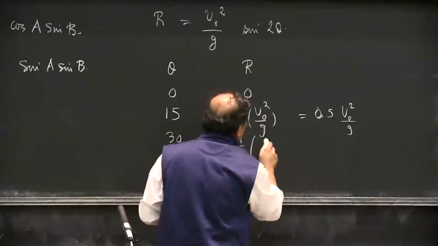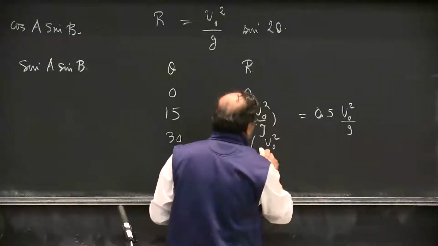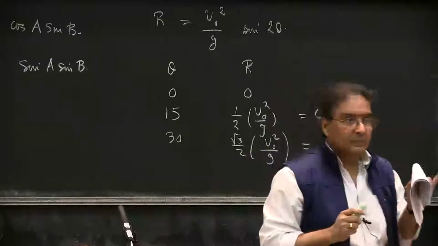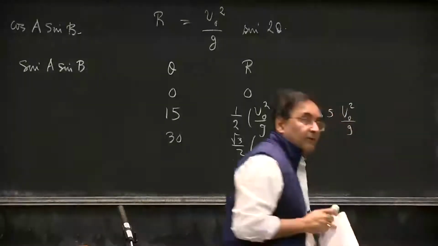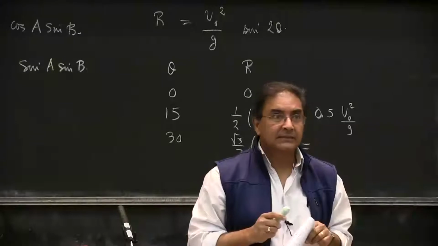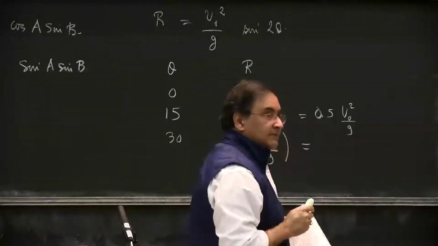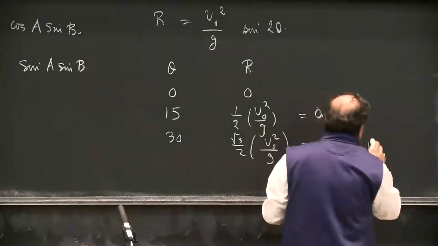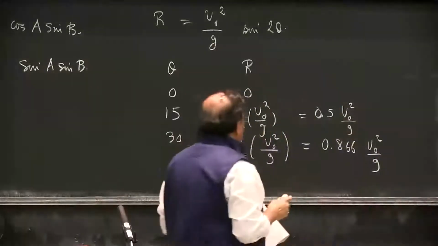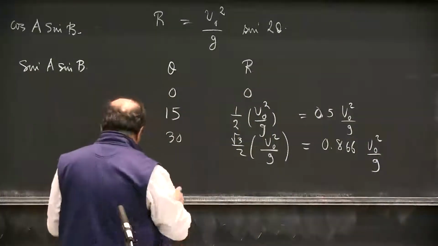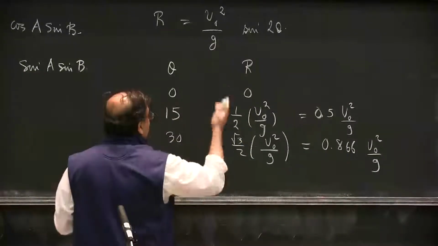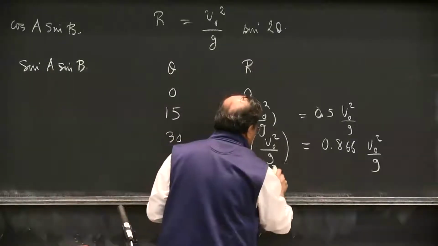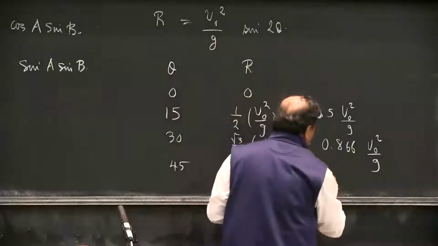So if I make it 30 degrees, then this would be root 3 over 2. What is root 3? 1.732. Don't forget it, please. What is half of 1.732? 0.866. Right? That shouldn't be 85. 0.866 V0 squared over G. You see now it's increasing ever so slightly. If I hit 45, then of course I get the maximum range. So that will be just V0 squared over G.